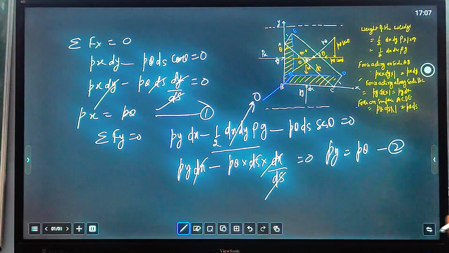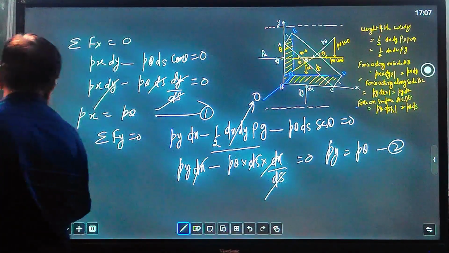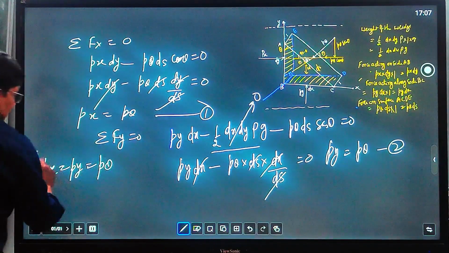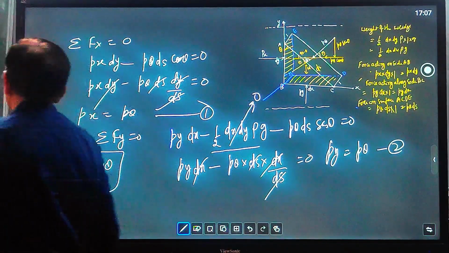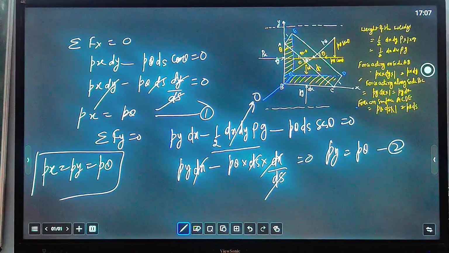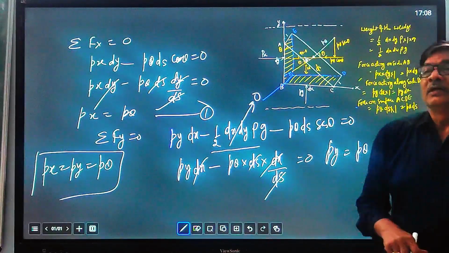And from equation number 1 and equation number 2, we can see Px equal to P theta and Py equal to P theta. So we can say Px equal to Py equal to P theta. This is Pascal's law. And theta means any direction. Theta you can take from 0 degree to 360 degree. You can rotate this P theta component through the whole 360 degrees.